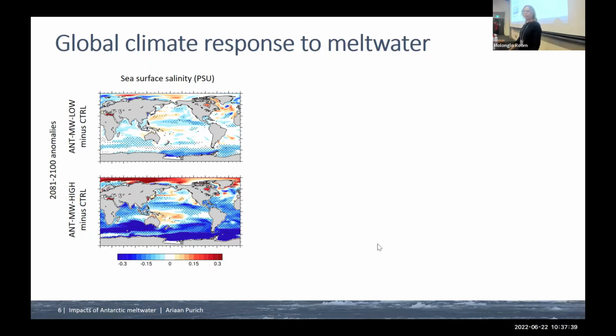Starting off, I'm just showing sea surface salinity anomalies so that you can contrast the amount of fresh water between our two ensembles. You can see that in the meltwater low ensemble, there's a moderate freshening in the Southern Ocean because we're not adding particularly much meltwater. And in our meltwater high ensemble, we've got a really strong freshening across the Southern Ocean.